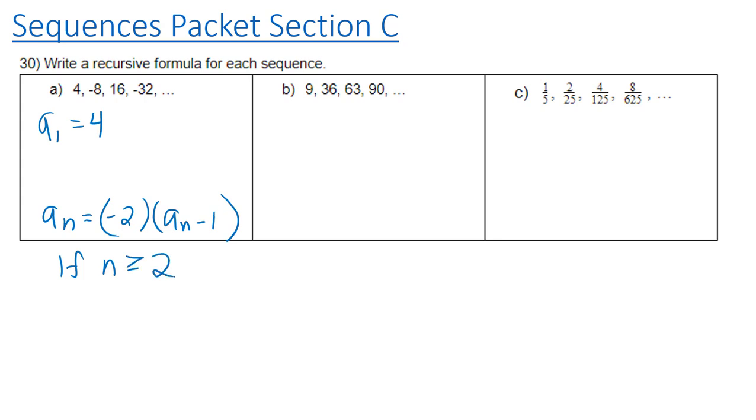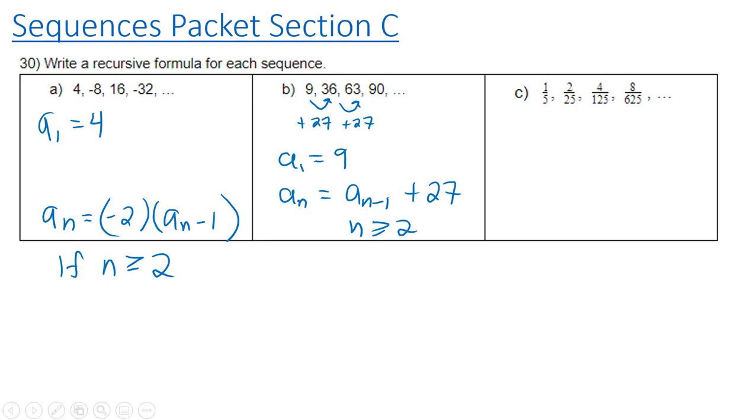Great, nothing too bad. Let's look at this one. It seems like this one has more of an adding pattern. How much do we have to add each time? Okay, so the first term is 9, and then to get any current term, we take the previous term and we add 27 to it. Great. See if you can do the last one, and then you can check your work on the answer key or work with the people at your table.